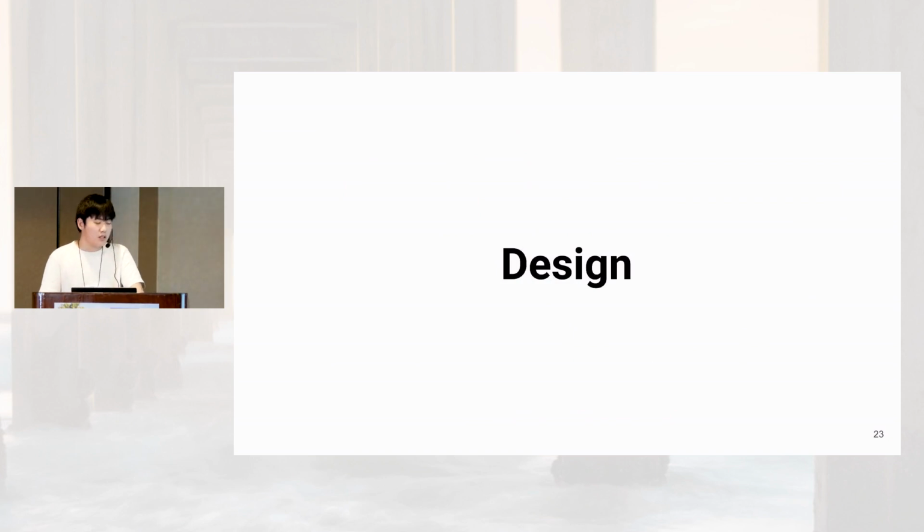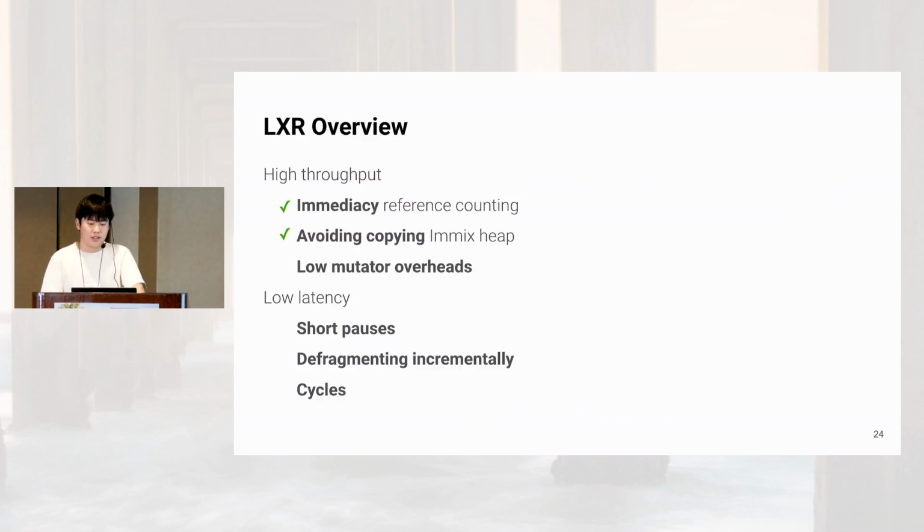Okay, now let's go through some other high-level design decisions of LXR. LXR is designed to achieve high throughput and low latency, and we've already shown how immediacy and avoiding copying using the Immix heap help with throughput. Now let's skip the next topic for a moment and discuss how short pauses, defragmentation, and concurrent marking help with latency.